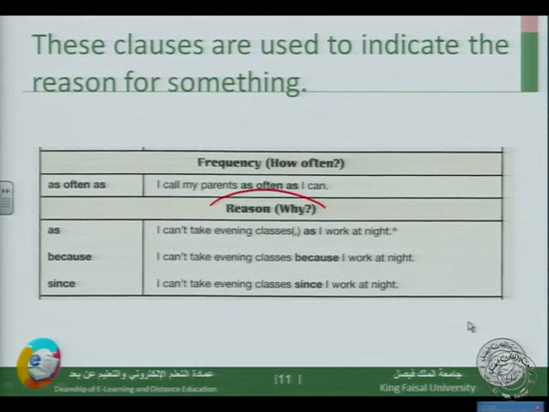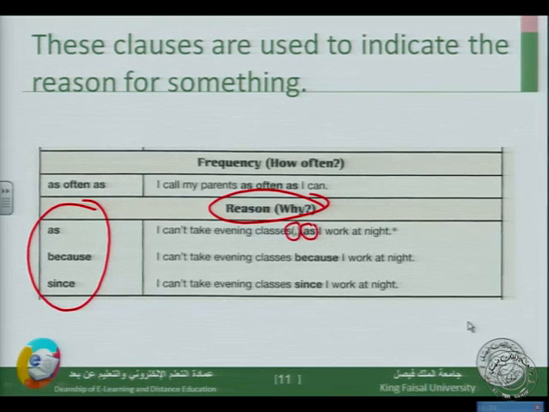We are talking about these clauses: as, because, since. These are familiar to you, right? I can take evening classes as I work at night. Again, as soon as you see as in the middle of the sentence, there is no comma before it. I cannot take evening classes as I work at night. What should the question be? Why? Why can't you take evening classes? The answer is as I work at night. Because I work at night. Since I work at night. So all of these are used to indicate the reason.